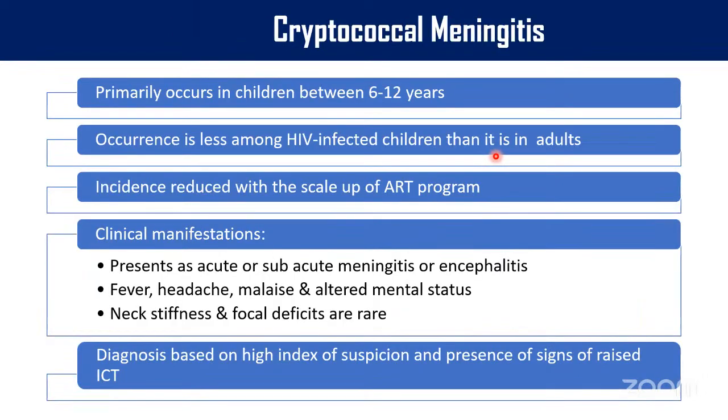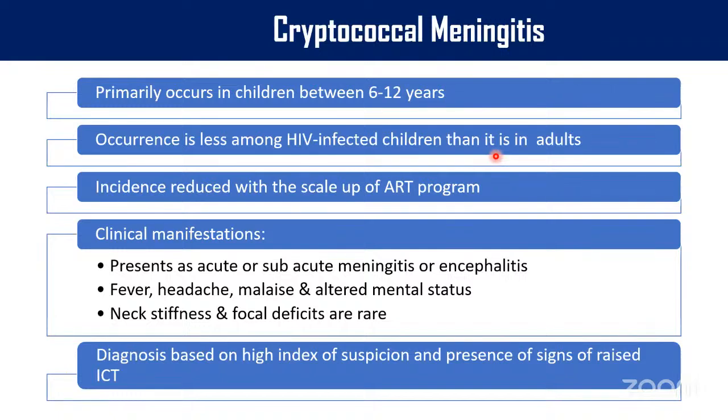So cryptococcal meningitis primarily occurs in an older child, 6 to 12 years of age, most of the time in an adolescent. Even in 6 to 12 years, if there is a close contact with a cryptococcal meningitis in an adult. The occurrence is less common in a younger child than in an adult. Incidence is reduced again with the scale up of ART. They usually present with an acute or subacute meningitis or encephalitis.